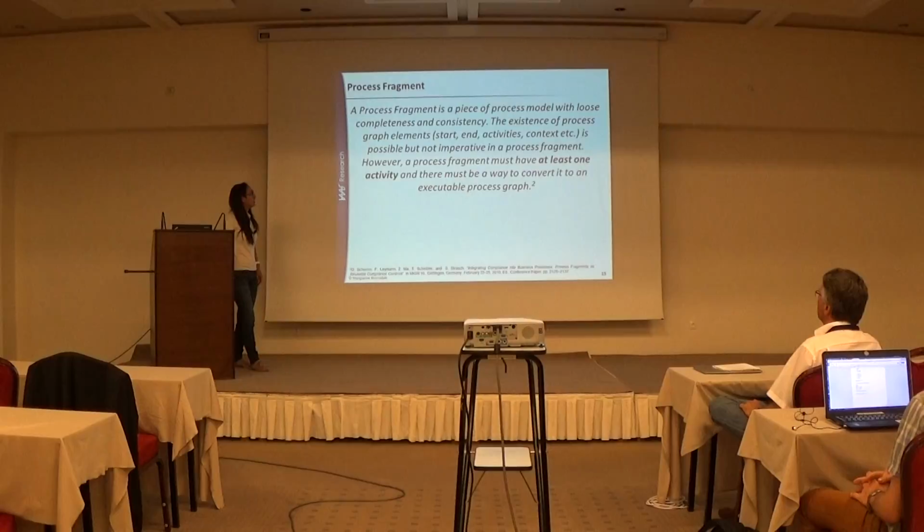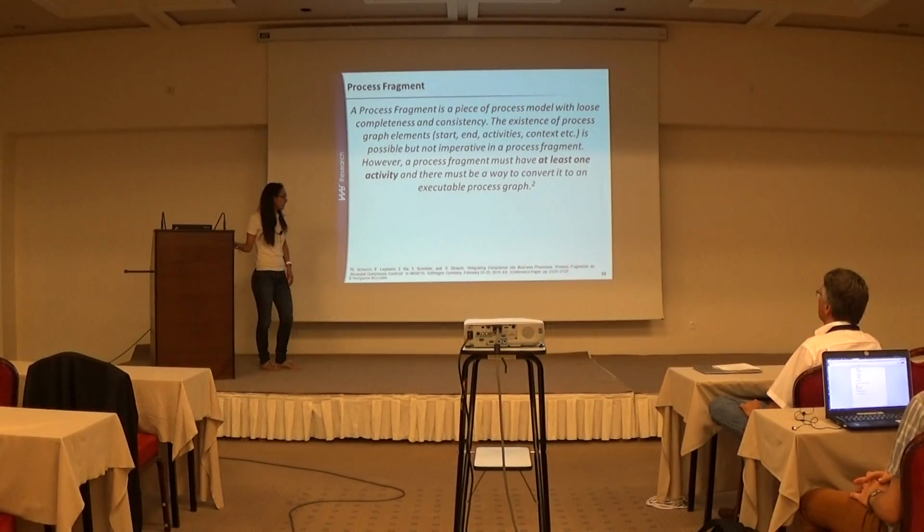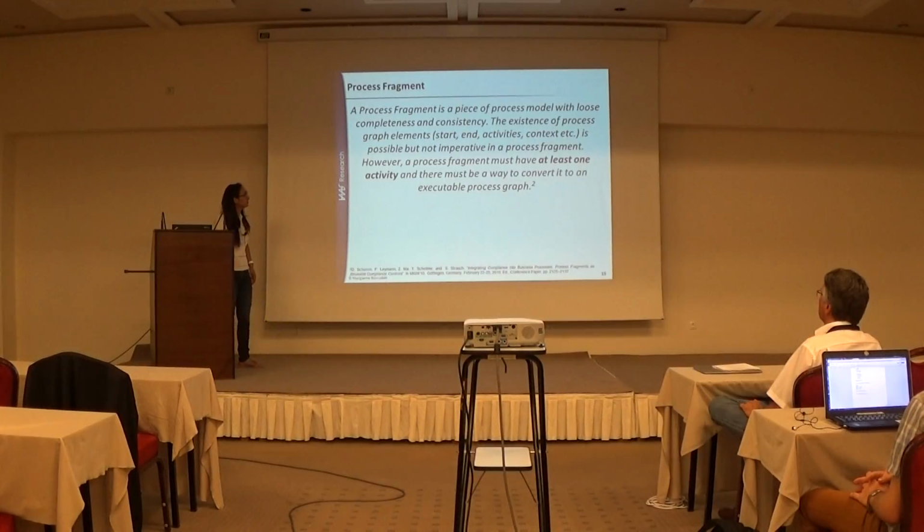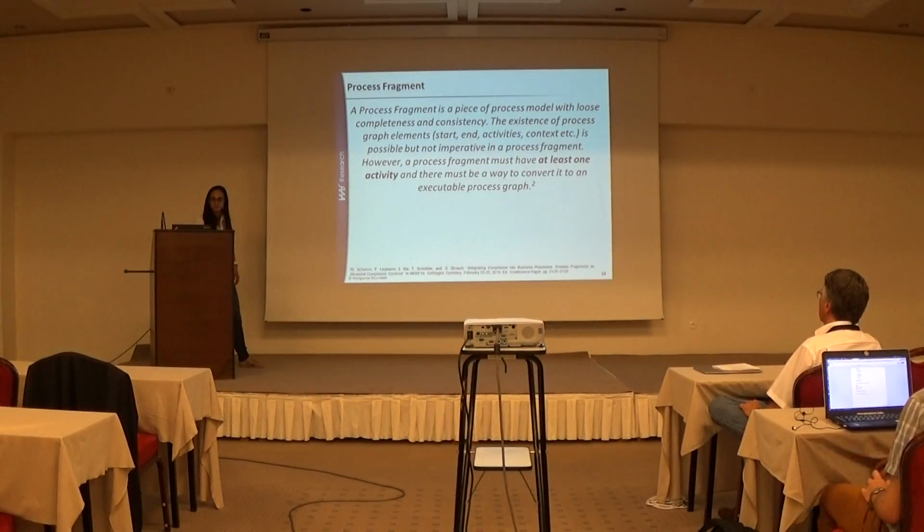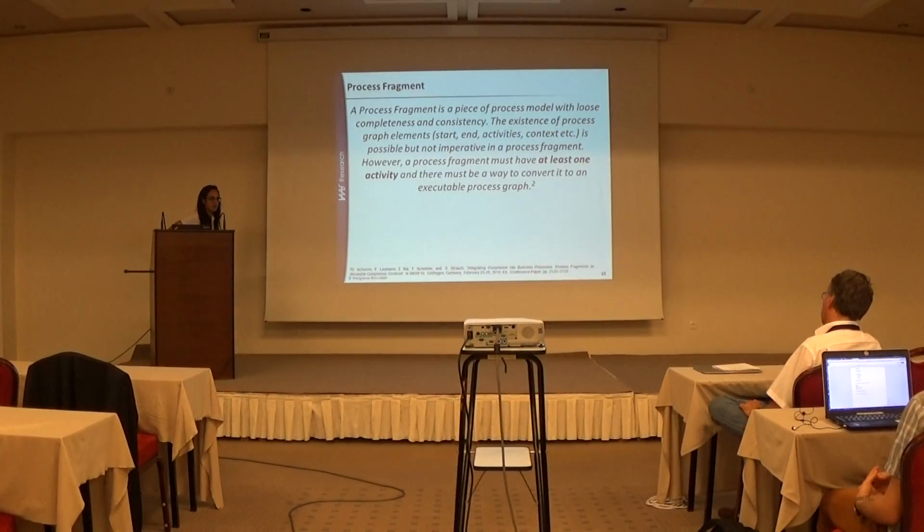For this, I needed to define the process fragment, which is defined primarily by a colleague called David Zoom. He defines a process fragment as a piece of a process model. It has loose completeness and consistency. The existence of process graph elements is possible but not imperative, and it must have at least one activity, and there must be a way to convert it to a complete process graph.